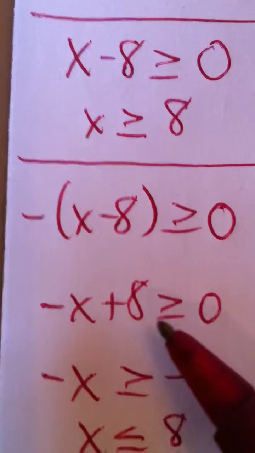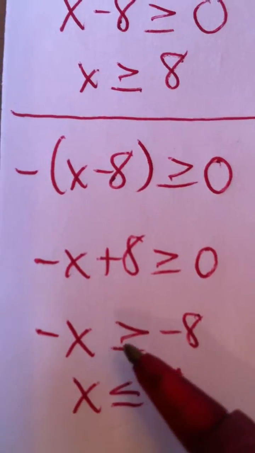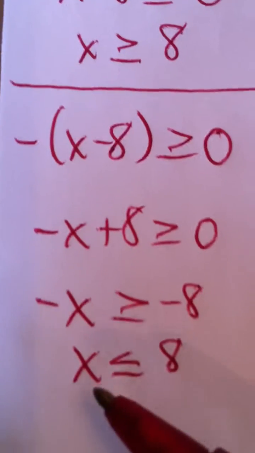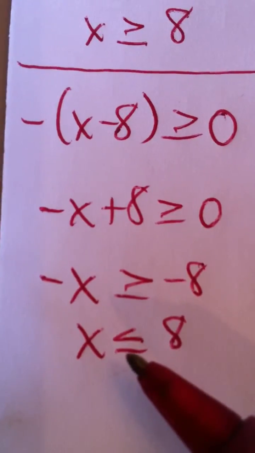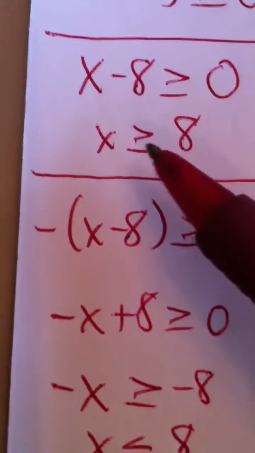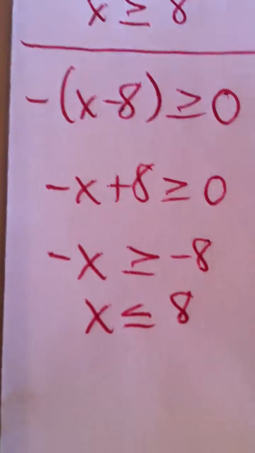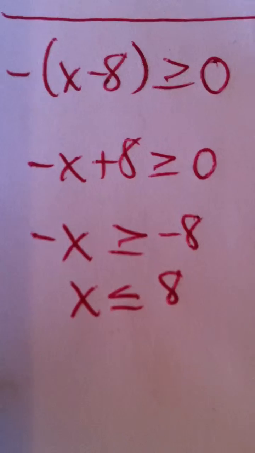So now I'm going to solve for this, subtract 8 from both sides. I get negative x greater than or equal to negative 8. And x is less than or equal to 8. So you notice what happens here. Have x is greater than or equal to 8, or x is less than or equal to 8. So it can be anything, including 8.